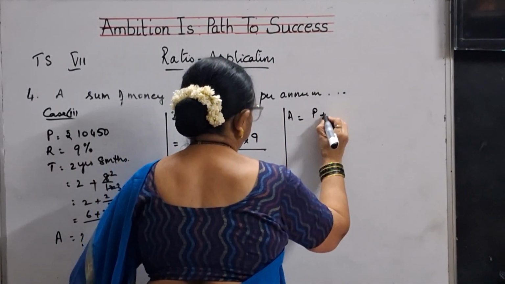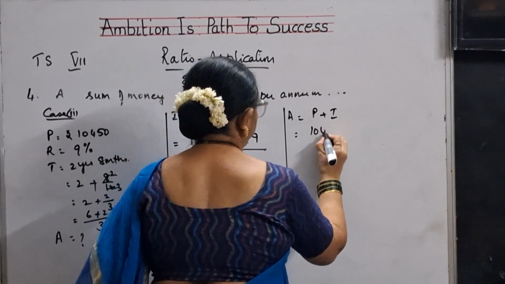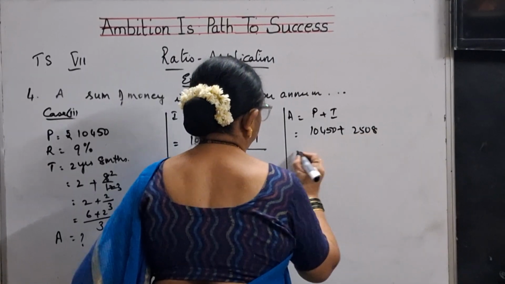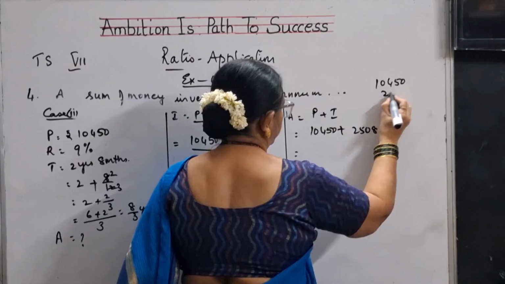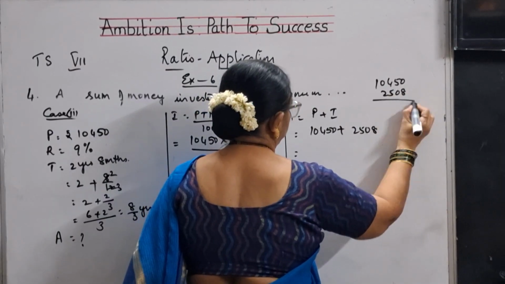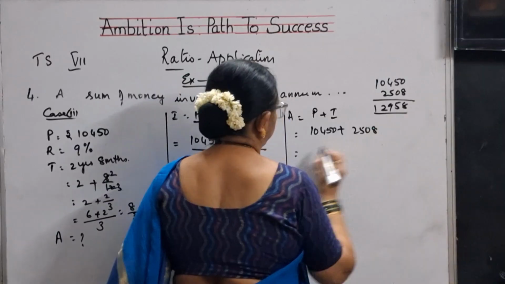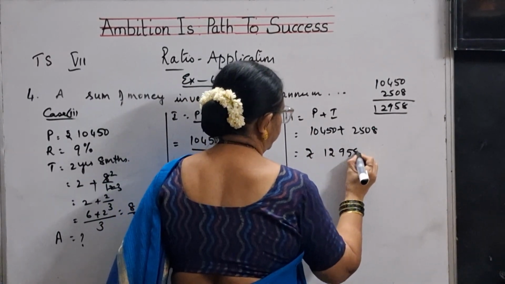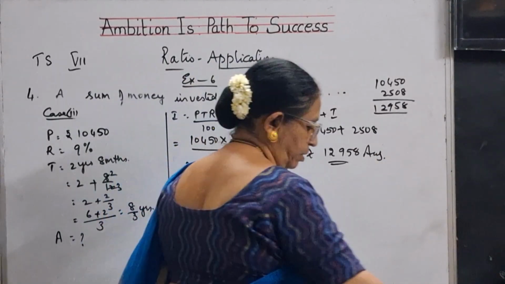Amount is equal to principal plus interest. Principal is 10,450 plus interest is 2508. So 10,450 plus 2508 gives 12,958. So rupees 12,958 is the answer for this problem, children.